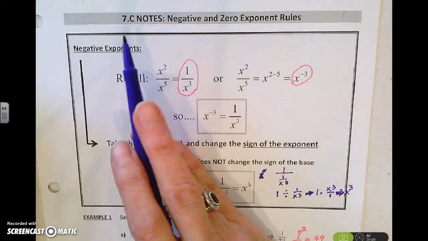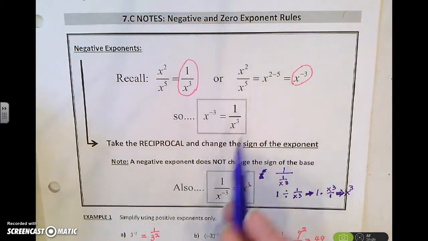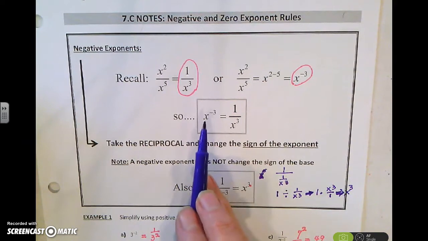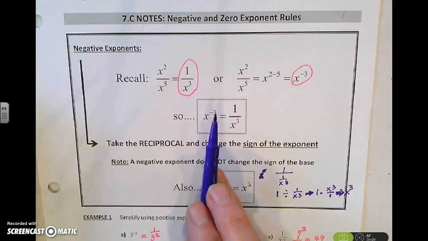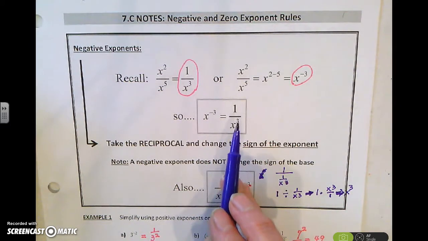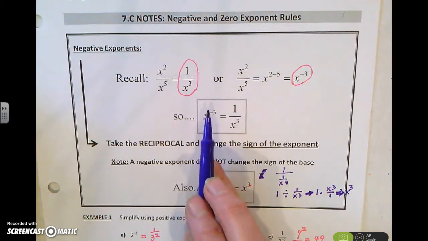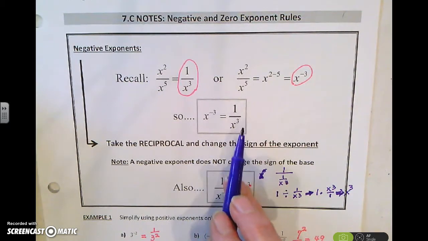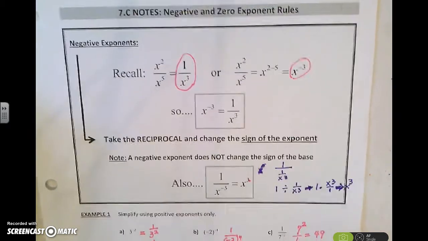A quick review of those 7C notes that we started earlier. The definition of a negative exponent, x to the negative 3, is it's going to be written as 1 over x to the positive 3. So reciprocal, change the sign of the exponent.